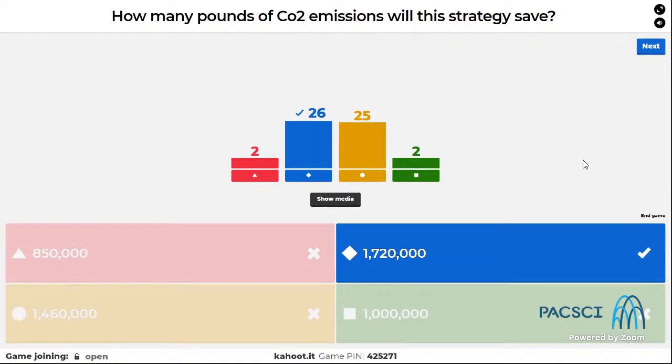Close in the answers. The correct answer is 1,720,000 pounds of CO2 emissions will be saved through these strategies.